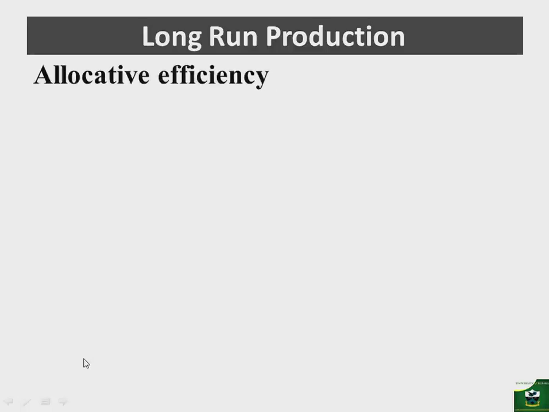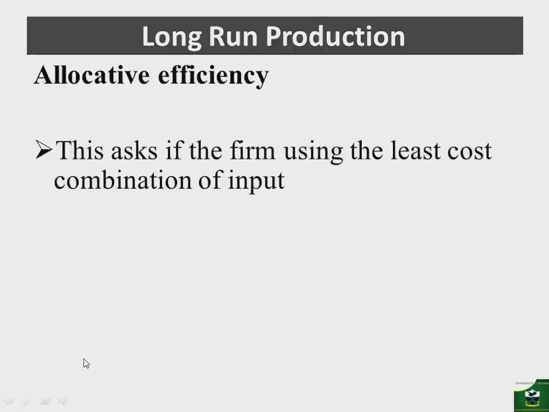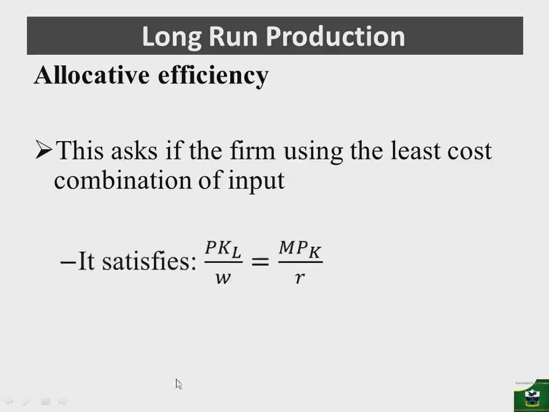Okay, let's look at allocative efficiency. When we are looking at allocative efficiency, we try to ask if the firm is using the least cost combination of the inputs. So given all the combinations that the firm has, we want to find the least cost way in which we can produce a given level of output. That should satisfy the equilibrium condition that we saw in the previous slide. That means that if the firm manages to satisfy this equation, the firm is achieving allocative efficiency.